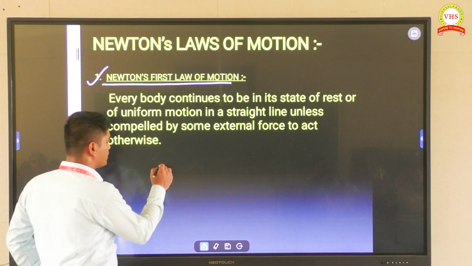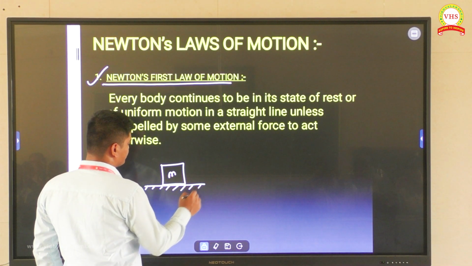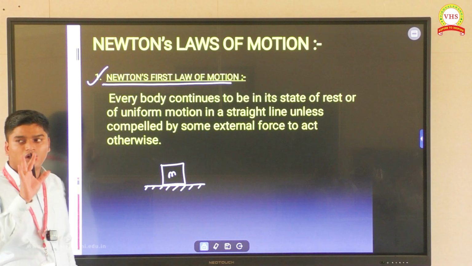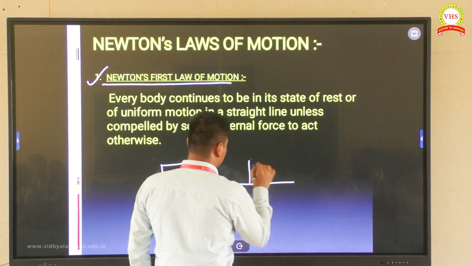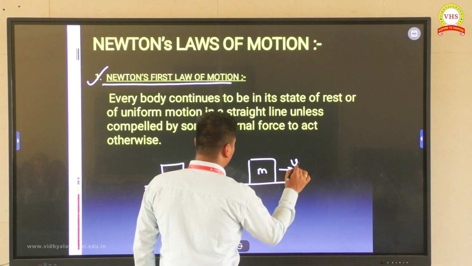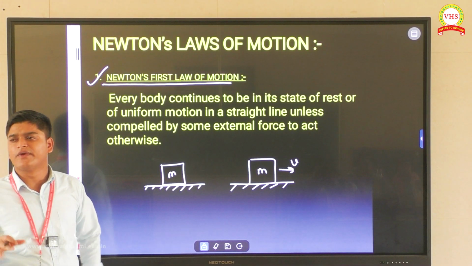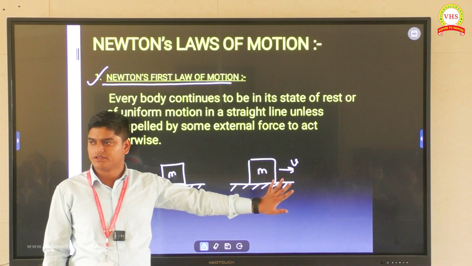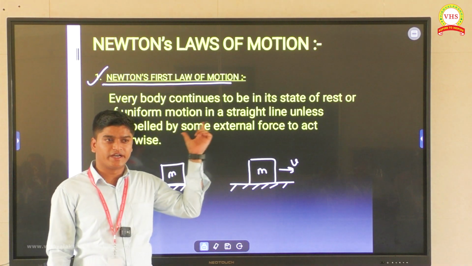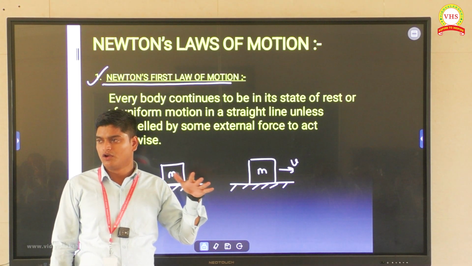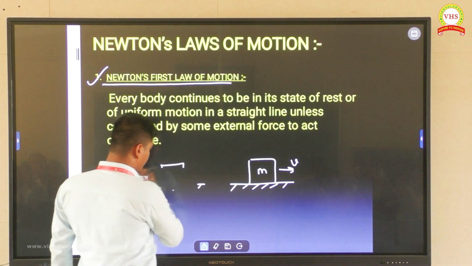That means suppose I am telling one object is here, mass m. If it is at rest now, for a long time it will be at rest only. Yes or no? Now suppose a mass m is moving with a uniform velocity. Then for a long time it will be moving with uniform velocity if any external force is not applied to stop that. Yes or no? So that is what the first law is saying. This is what we understood already from the law of inertia. Everything is inside this Newton's first law. So already you have this idea.